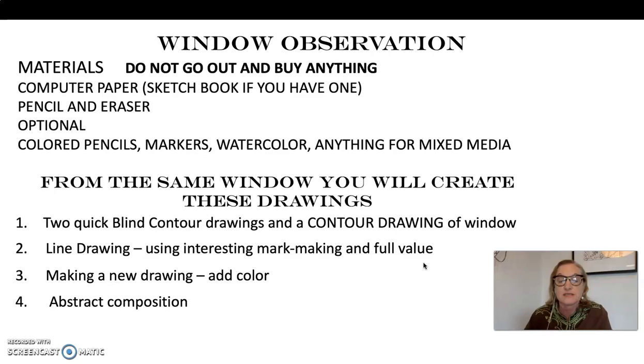So what you need is just a pencil and a paper. You're not going to need anything more than that. If you have more materials, that would be great. Then of course you could use those as well. And we're going to be making 4 different drawings from the same view. So I want you today to do 2 quick blind contour drawings.